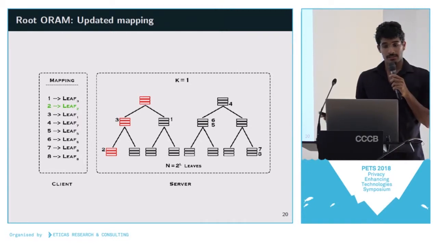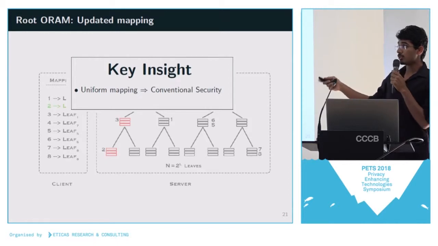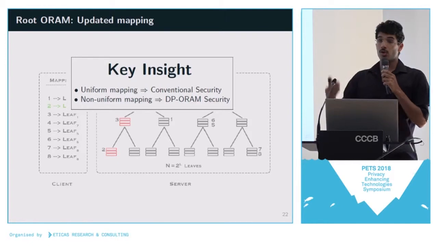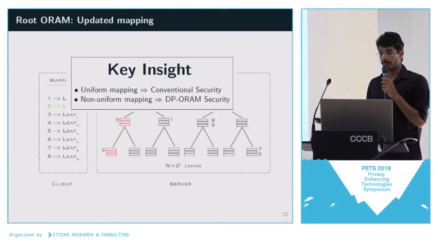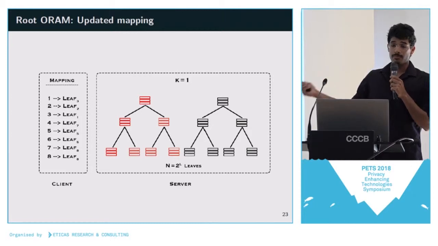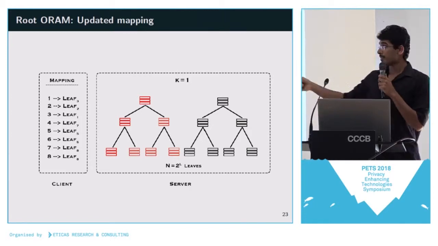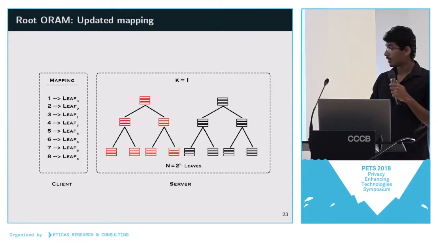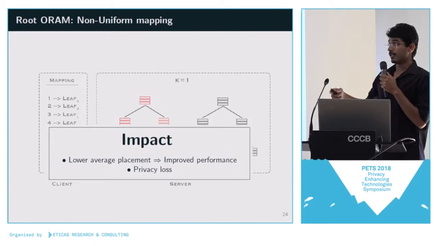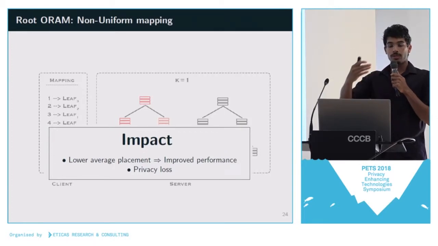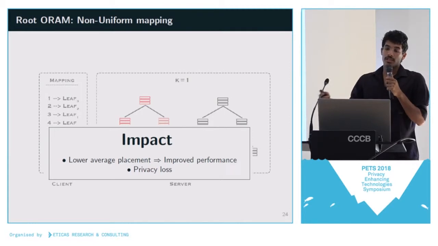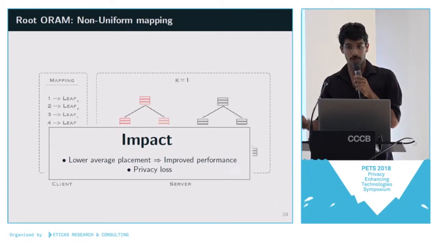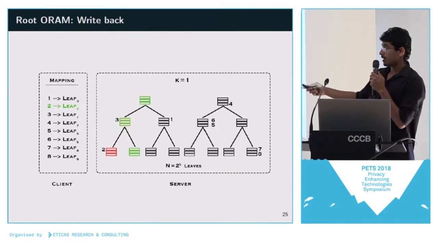Now the key insight here is about this update mapping. If you use a uniform update mapping, then it leads to a conventional ORAM security. But if you use a non-uniform mapping, you get a differentially private ORAM. In our case, the mapping we look at is a non-uniform one, where the currently mapped subtree has a higher probability than any other subtree. What this does is it lowers the average placements of the block when they are written back, which improves the performance. On the other side, it results in a privacy loss because now data items don't move around as much. So let's just complete the protocol.